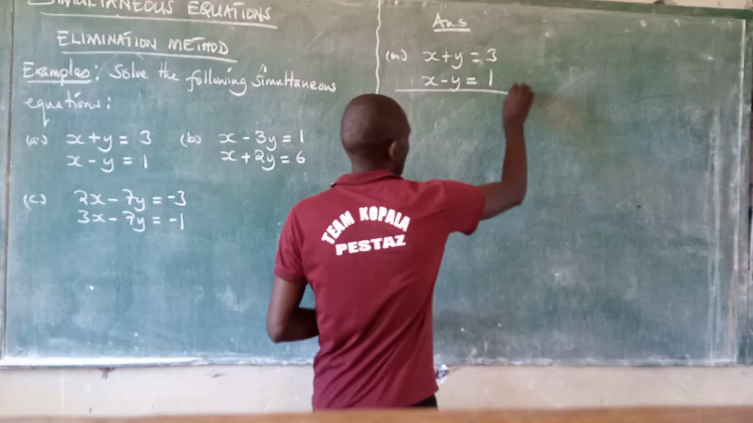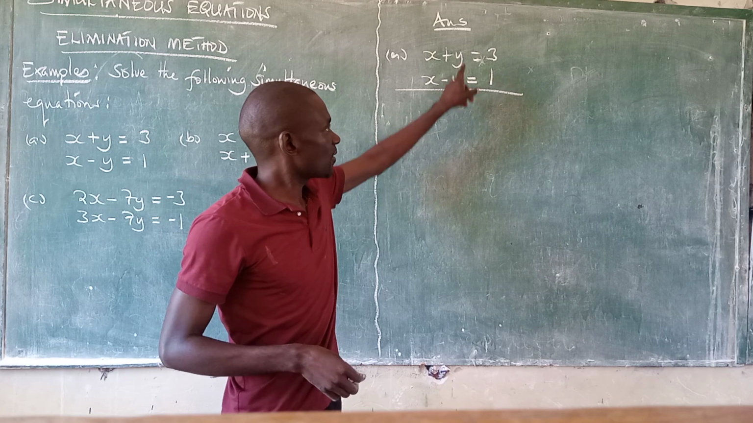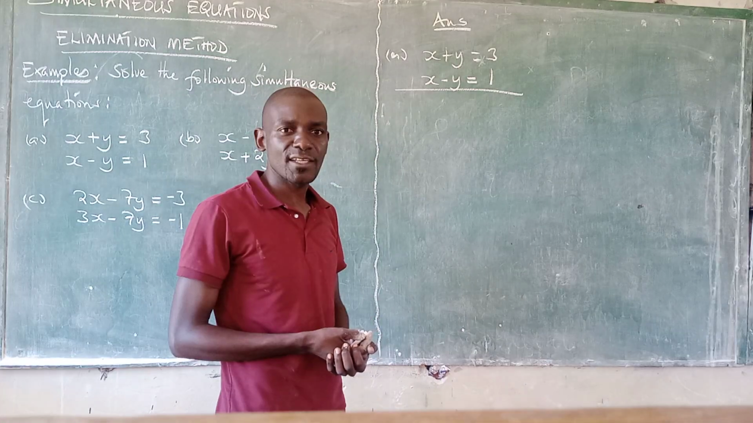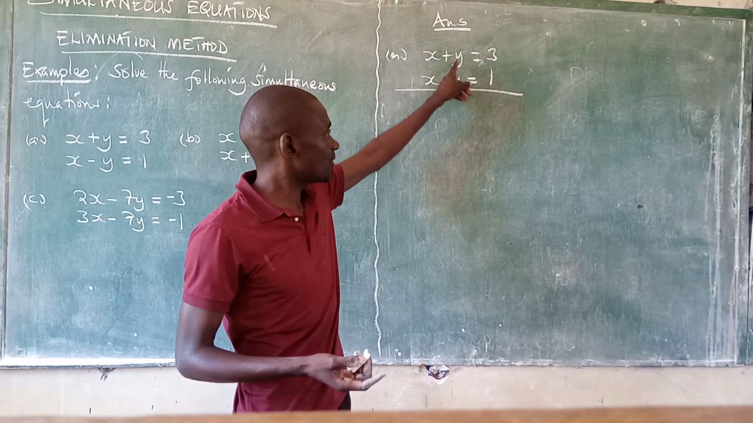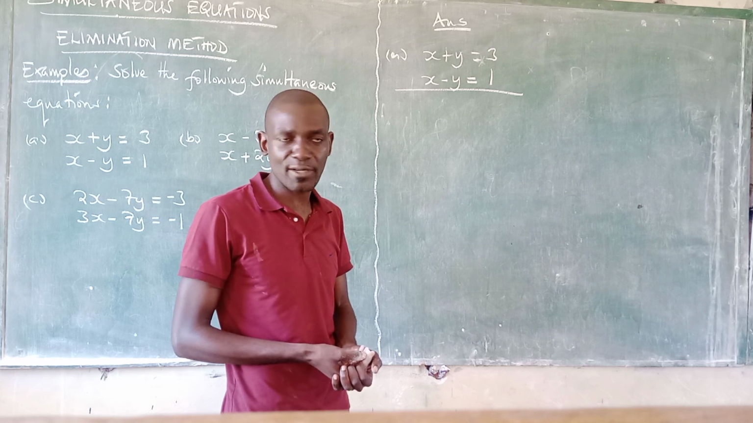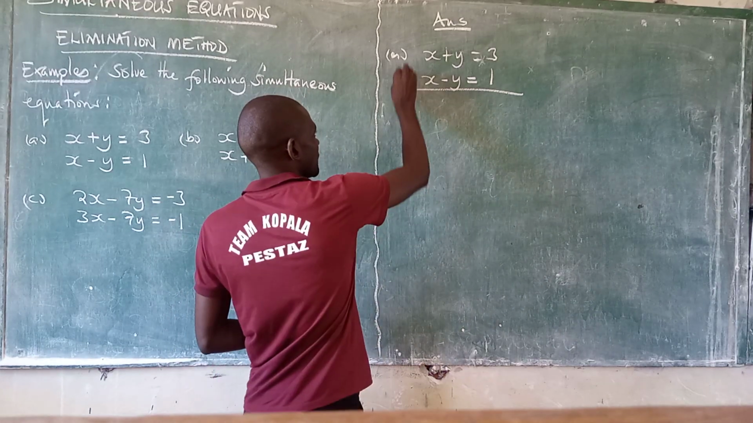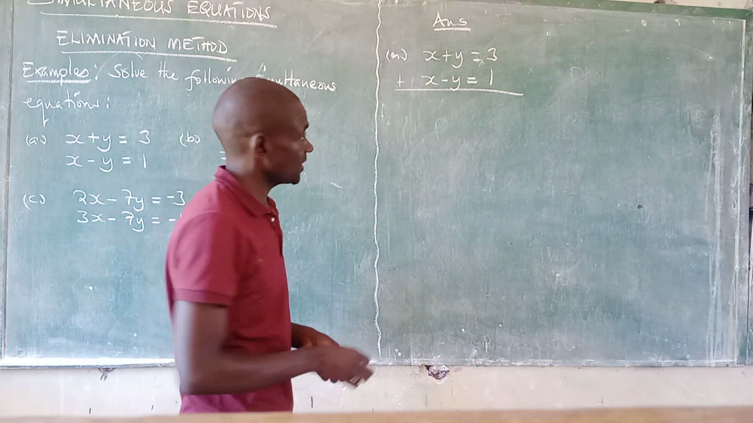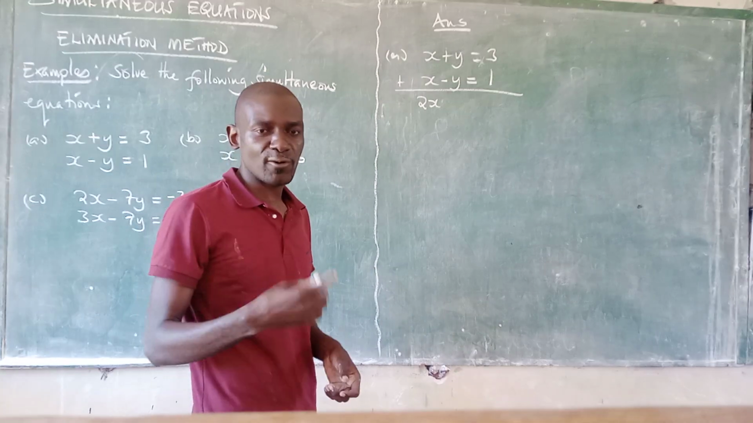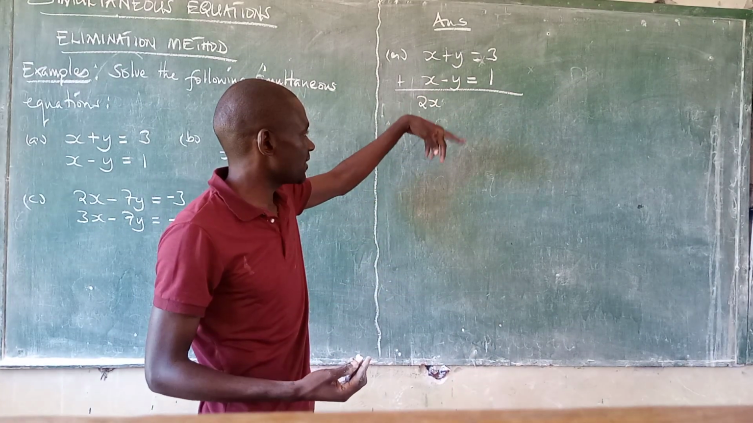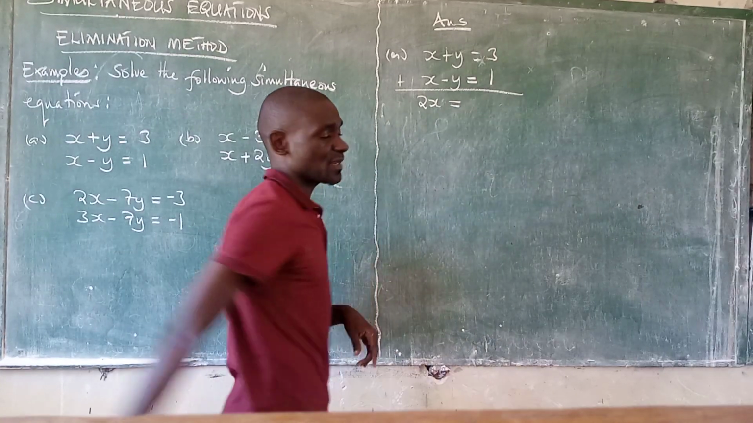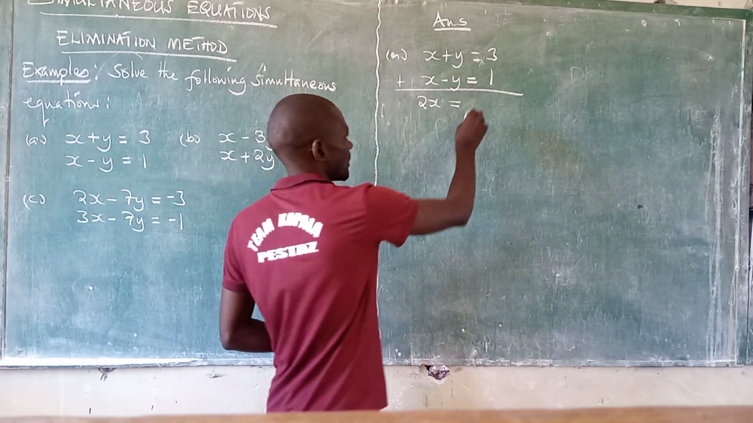So what we do is this. Since here we have the same coefficients and the signs are different, it means if we add, the value for y is going to give us 0, and so y will be eliminated from our working. So if we add x plus x, that gives us 2x, then y plus negative y, or y minus y, is 0, so that one is eliminated, and so we have 0 here, so this will be equal to 3 plus 1, it gives us 4.